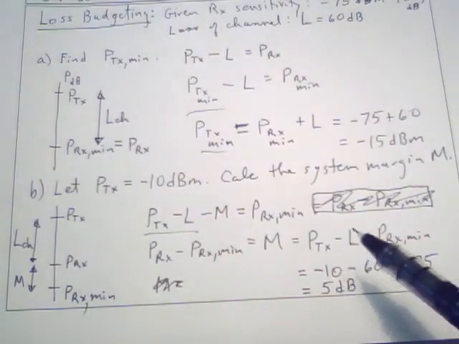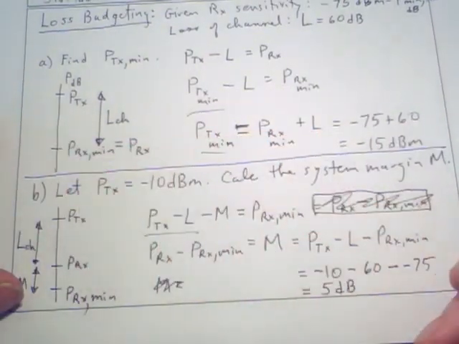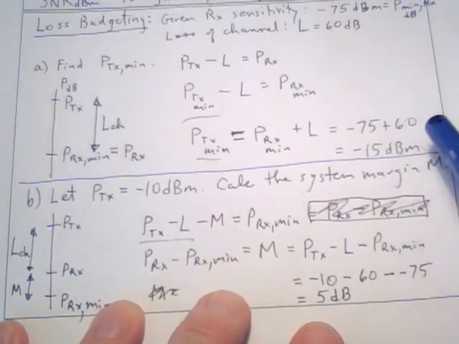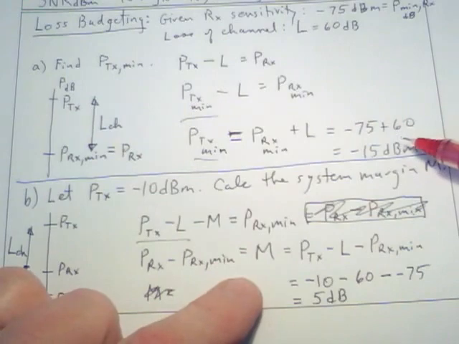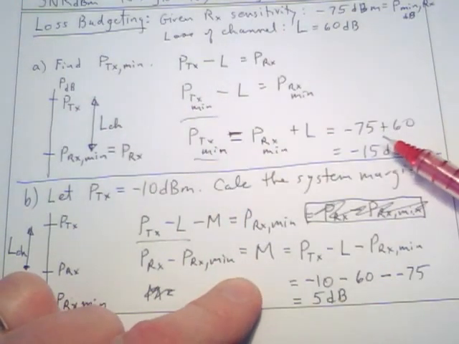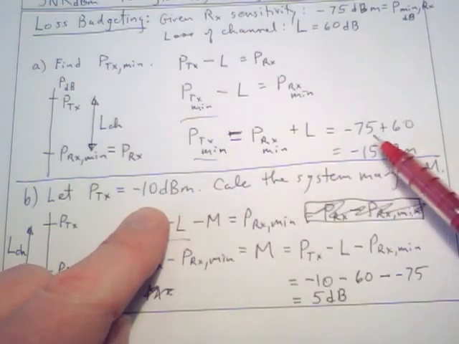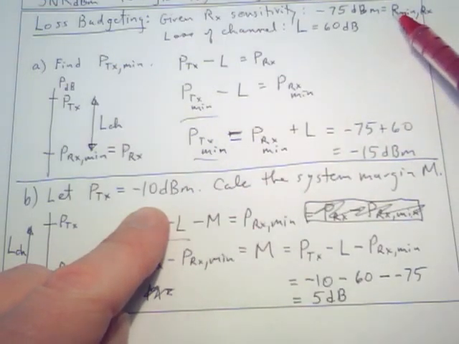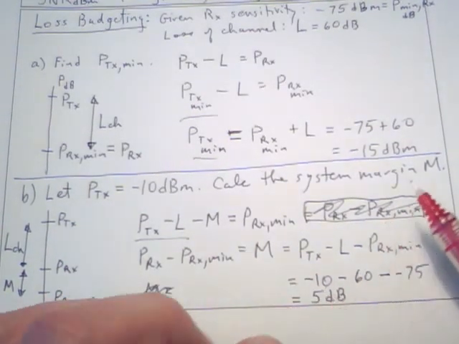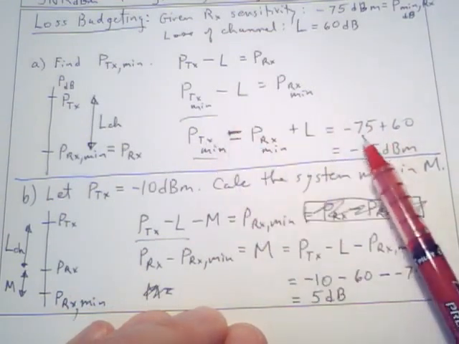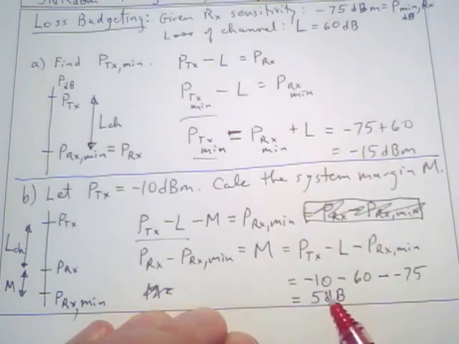And you could have seen this immediately, I hope, in that if we had negative 15 dBm of transmitted power, we had a system margin of 0. But here we're going to have negative 10 dBm of transmitted power, which is 5 dB up. Keeping the same sensitivity gives us 5 dB of system margin. Okay? If we were to raise the transmitted power to negative 5 dBm, we'd have 10 dB of margin.